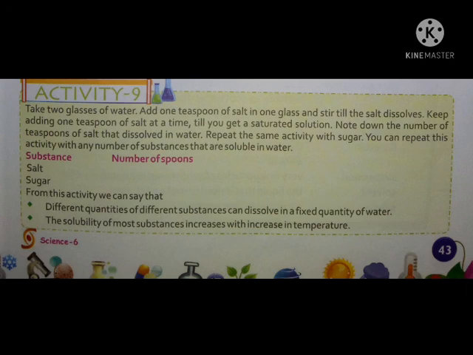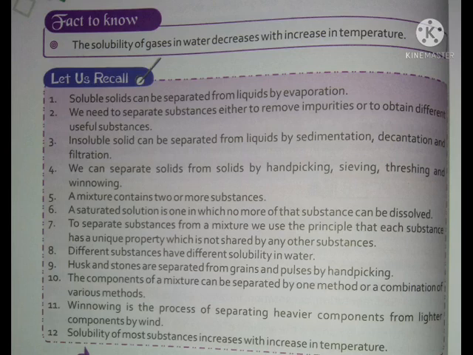The solubility of most substances increases with increase in temperature. So with increase in temperature, solubility increases. Fact to know: the solubility of gases in water decreases with increase in temperature. So solubility of substances increases with increase in temperature, but solubility of gases in water decreases with increase in temperature. Remember this.